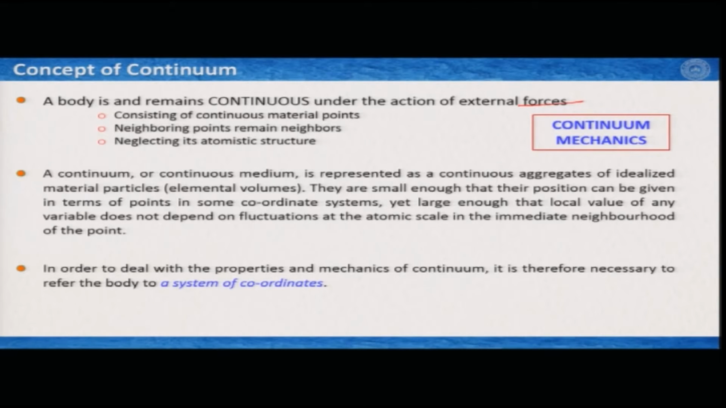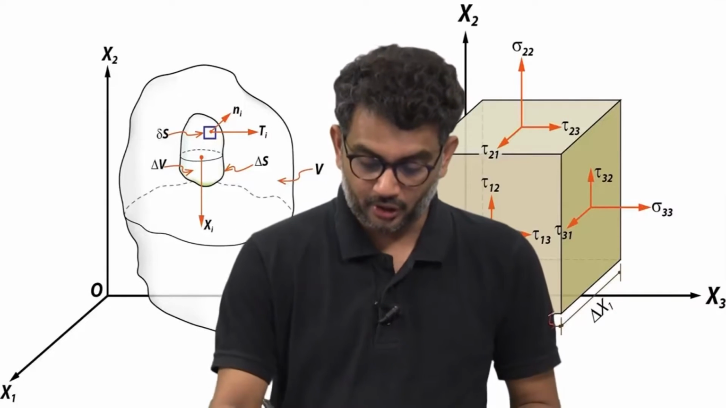So, it must have some sort of criteria. We learned what is continuous and discontinuous, and more or less the same concept I can apply here as well. It says it consists of continuous material points. That means if you consider a material, it should not have any voids at your scale of observation. So, it should have continuous materials. It can be different materials, but it has to be very much continuous.